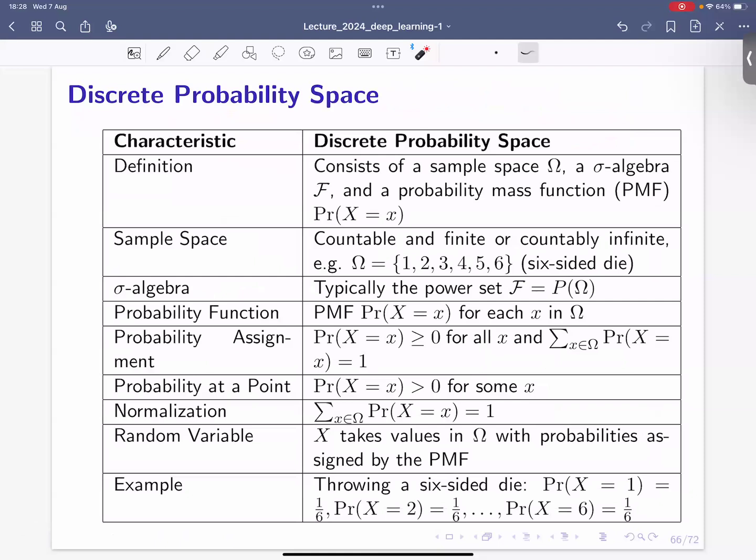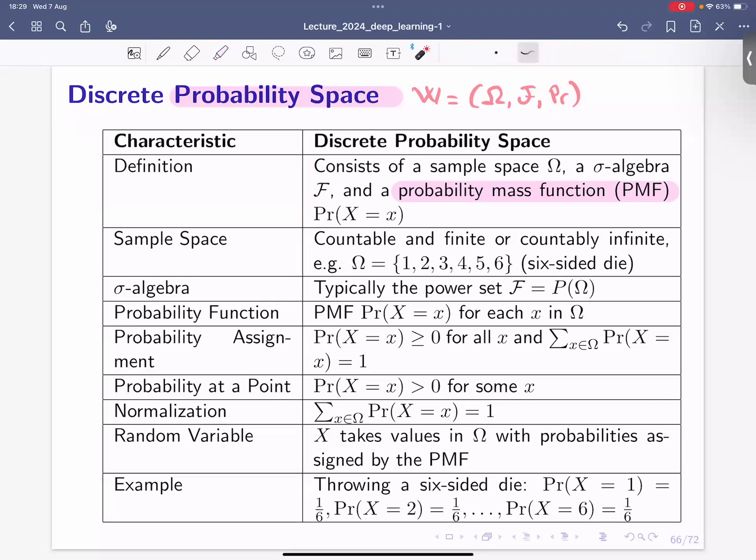So let's say now we want to define a discrete probability space. Remember, again, a probability space here was defined as a triple. We need omega, we need F, the sigma algebra, and we need a probability measure. So that's what I wrote here. This is a definition. And this probability measure here, PR, in the discrete case, as I wrote in the previous slide, is going to be a probability mass function, which we write as PMF.